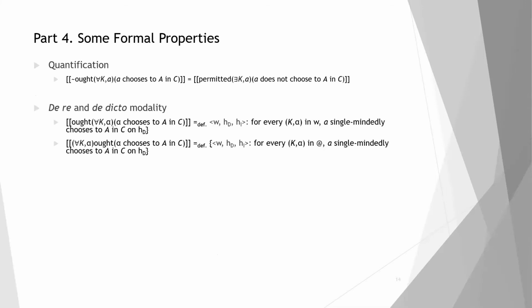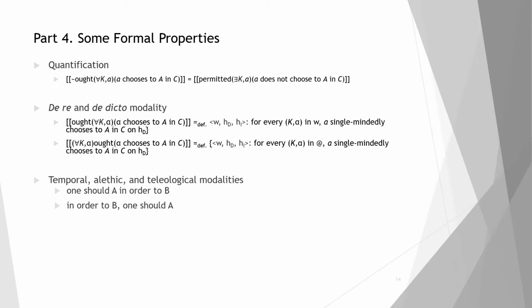You can distinguish de re and de dicto modality by relativizing semantic interpretations to worlds, as I do here. Then you can specify relationships between different kinds of modalities. So I'm going to just skip this, but you can ask me questions if you like. The temporal modalities, what will be or was, can be modeled with these claims about necessity and possibility, and then interactions between different kinds of modalities. So you can distinguish one should A in order to B, where the deontic modality has wide scope, and in order to B, one should A, where the teleological modality has wide scope.